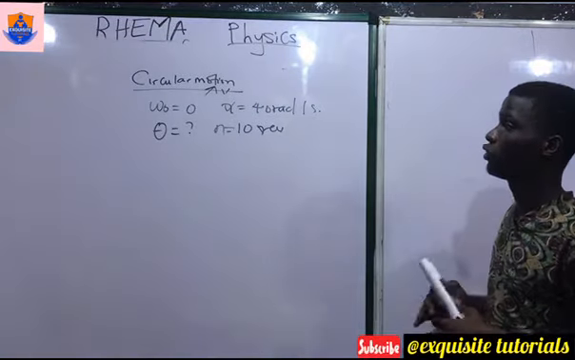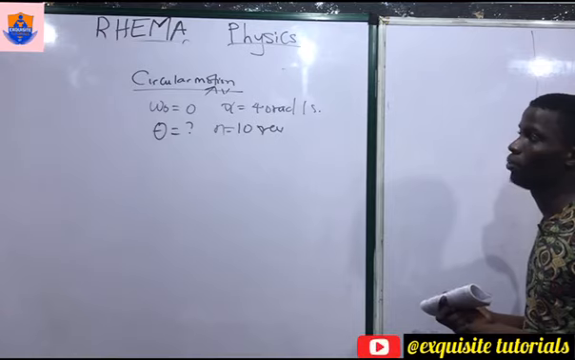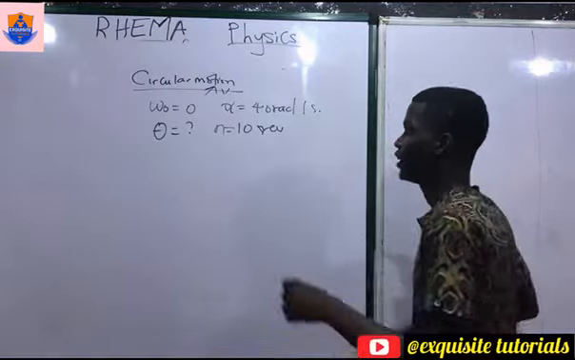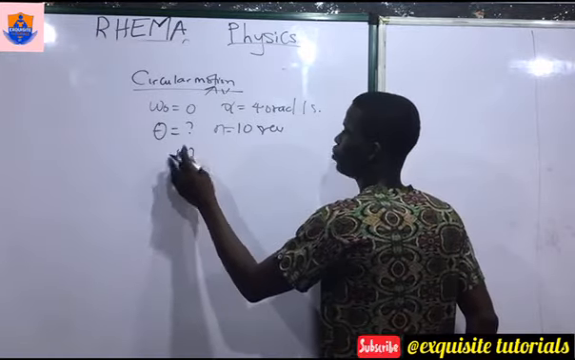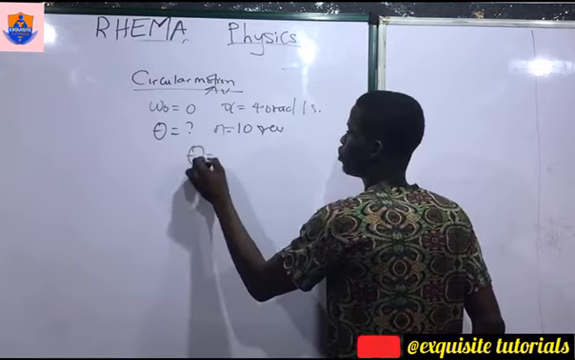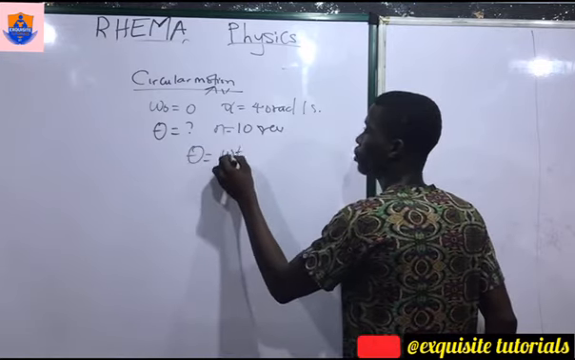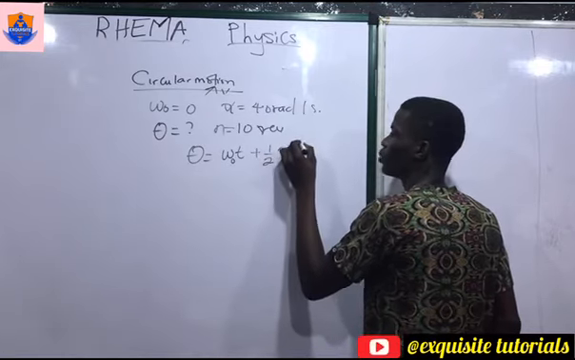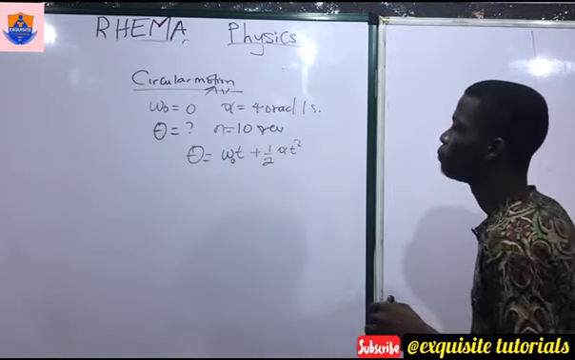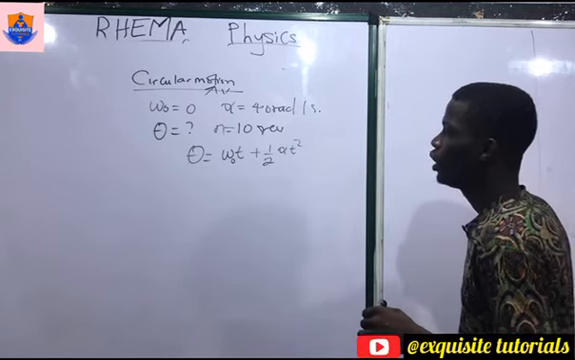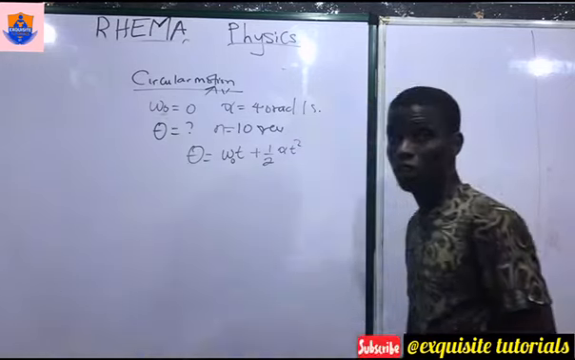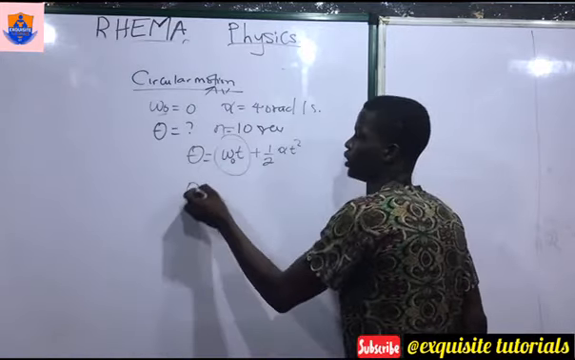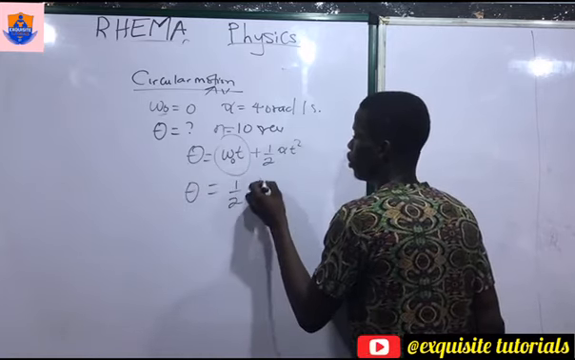If you can remember, if you could recap those formulas I dropped initially, I gave a formula like this: theta is equal to W naught T plus 1 over 2 alpha T squared. The initial angular velocity is equal to 0, so therefore the whole of this first term is equal to 0. We'll be having theta is equal to 1 over 2 alpha T squared.